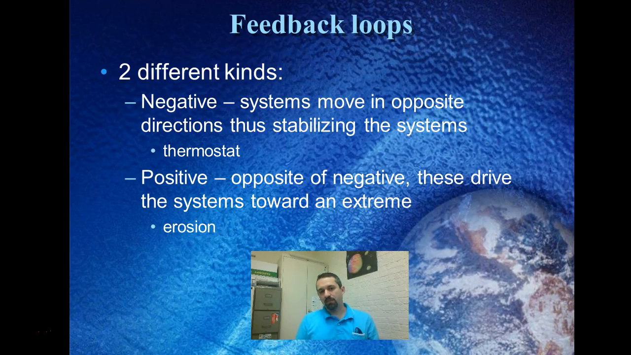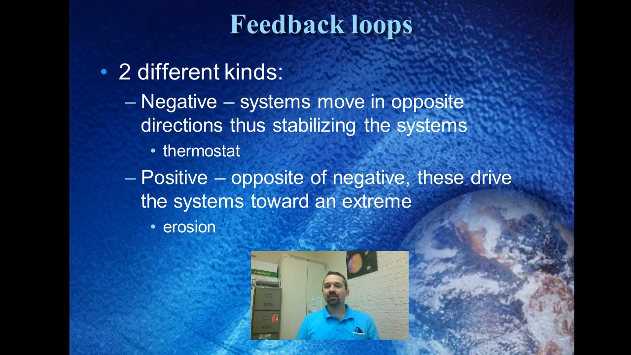A negative feedback loop is where a system moves in opposite directions and thus stabilizes the system. For example, a thermostat. If it starts getting too warm in the room, then the thermostat kicks on, and therefore it lowers the temperature. And then if it gets too cold, the thermostat tells the heating unit to kick on and thus warms the system. That's how it stabilizes the system. So the system moves in an opposite direction.